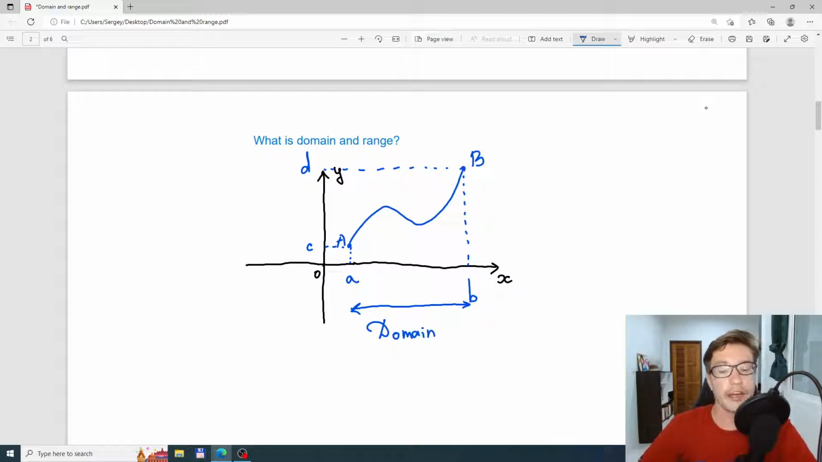Very similarly, the function doesn't go above D on y-axis and it doesn't go below C on y-axis. So it's only from C to D. And that's what we call the range of the function. So the range is all the output values of the function that it can produce.